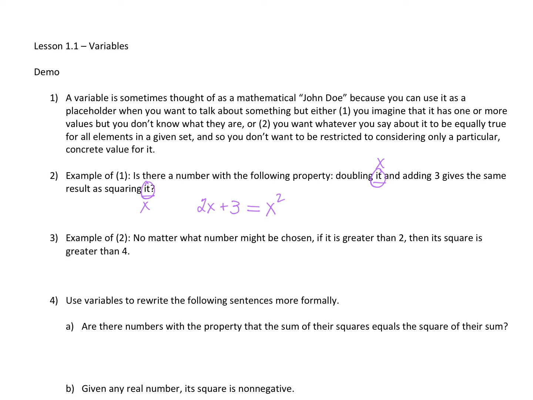An example of 2 where we want to be as general as possible. We want to say something is true for every element, for all elements in a set, rather than a specific one. So here's the example. No matter what number might be chosen, if it is greater than 2, then its square is greater than 4. So if I wanted to use variables, I want to replace the its with some variable, we'll call it n in this case.